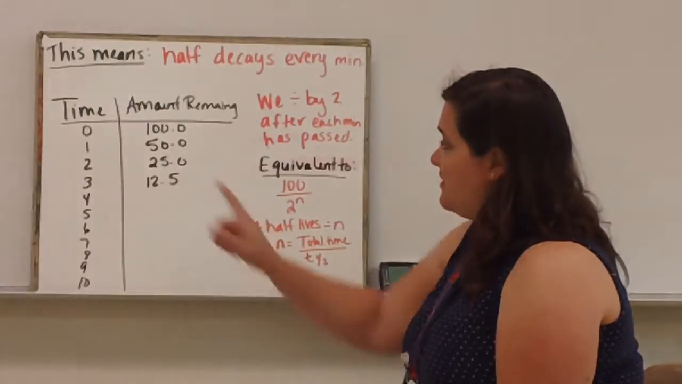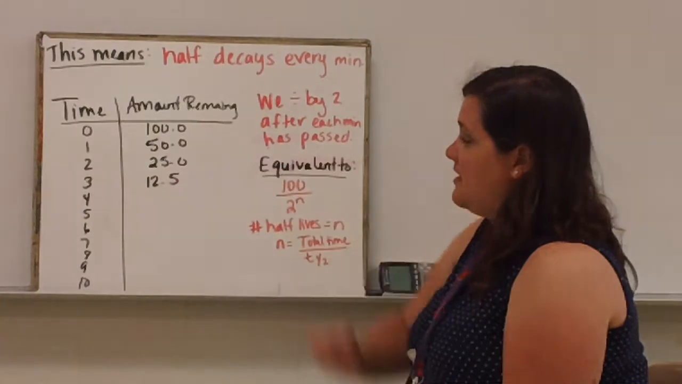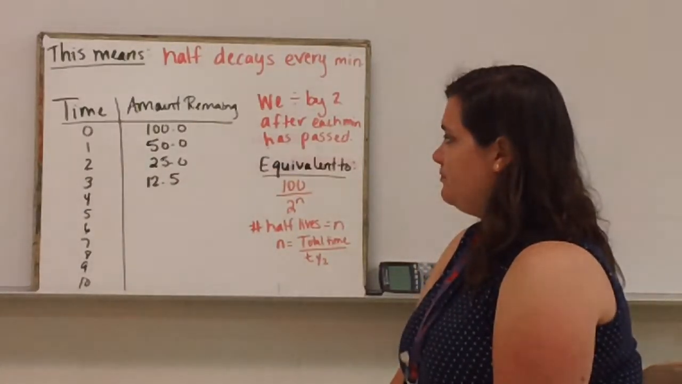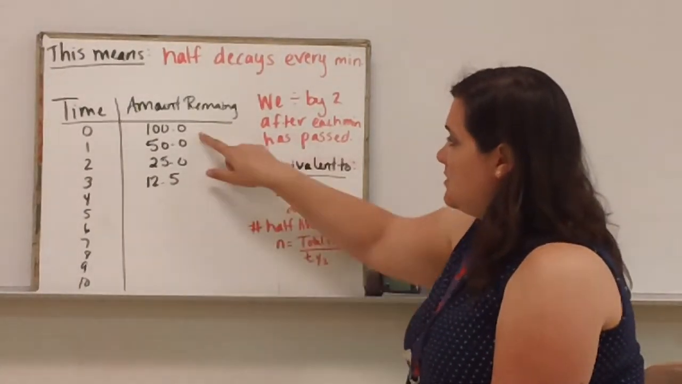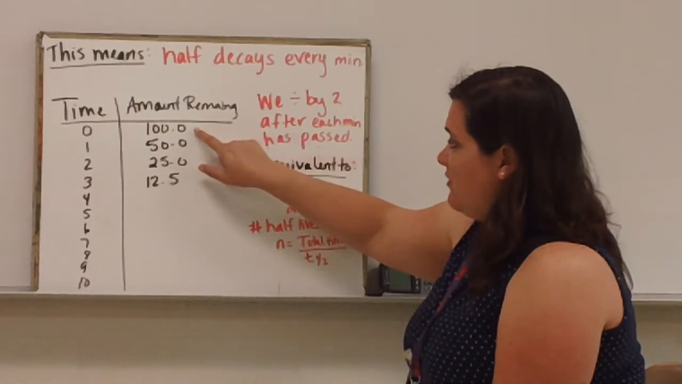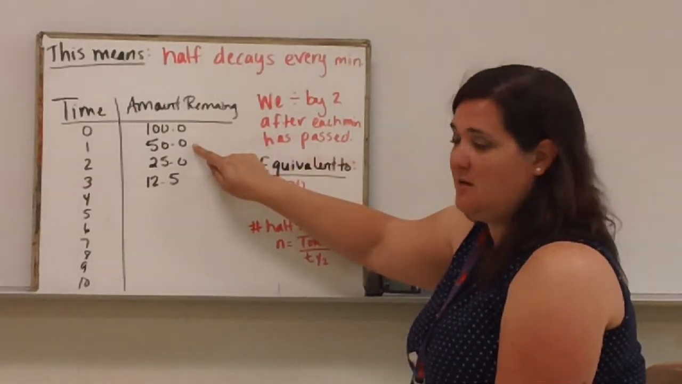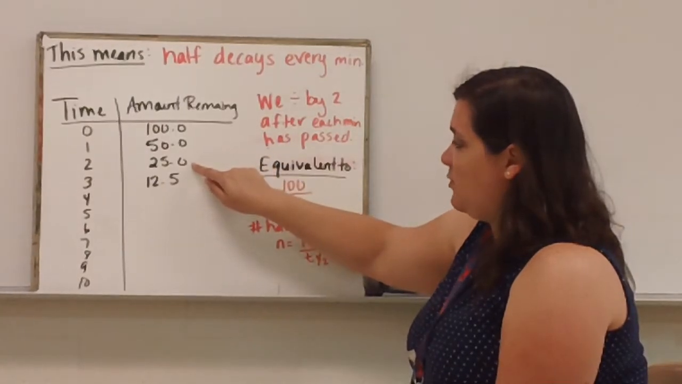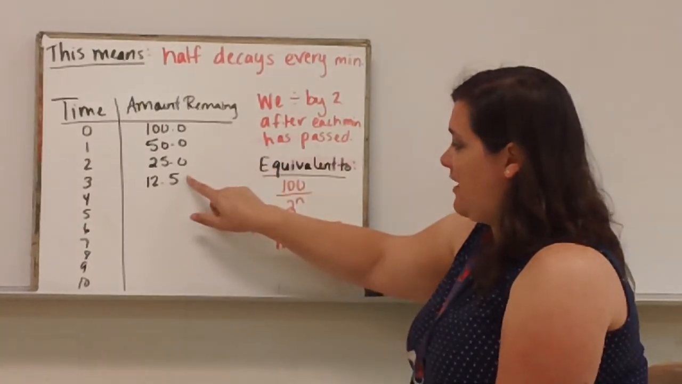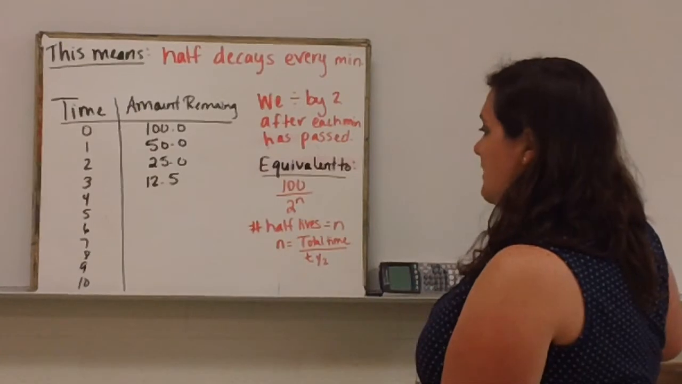Because it says at time 0 there are 50 grams, and then there's a problem at time 0 there are 100. So, at time 0 we have 100 grams. After 1 minute passed, we have half as much left, which would be 50. After another minute passed, we'd have 25, and then 12 and a half, and then so on down the line.